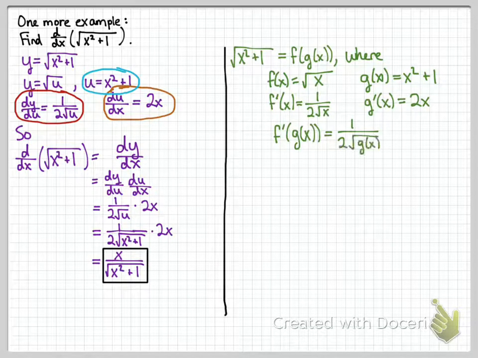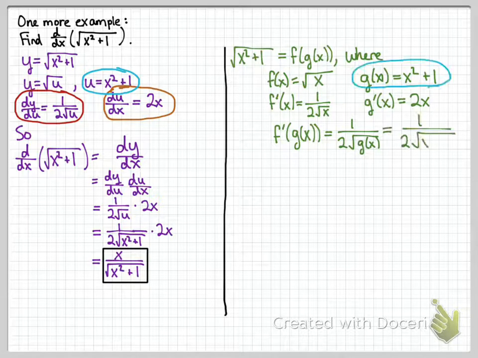And then I also need to know what f prime of g of x is. So that's f prime of x, but instead of x, I put g of x. And then I replace g of x with what it equals. So instead of 1 over 2 root x, I have 1 over 2 root g of x, and that means it's 1 over 2 root x squared plus 1.